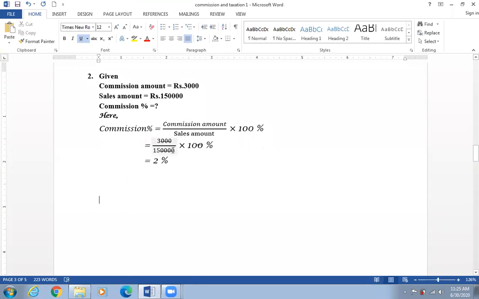Three zeros will be cancelled here, three zeros will be cancelled. So one zero will be cancelled here, one zero will be cancelled here. And 15: three ones are three, three fives are 15. So five is left, five to the 10, so 10 by 5 is 2. 2% will be the answer.